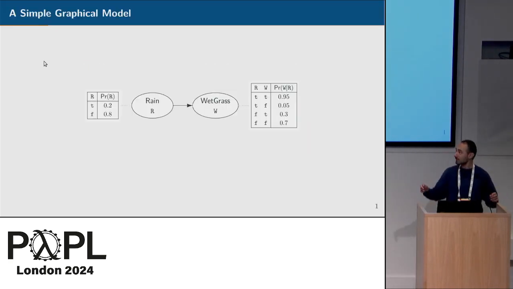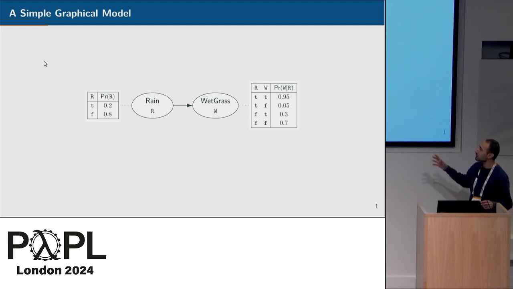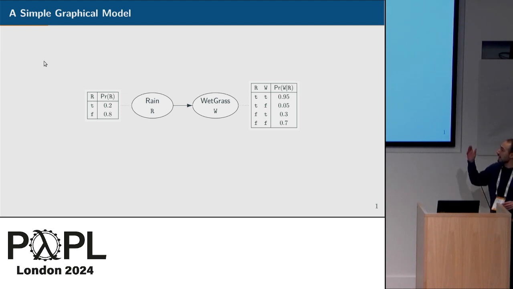Okay, so we start from a very simple graphical model. These are Bayesian networks. This is an example of a very, very simple Bayesian network. So we have a random variable, a Boolean random variable. This is rain, where rain can be true or false, and is true with probability 0.2, false with probability 0.8.